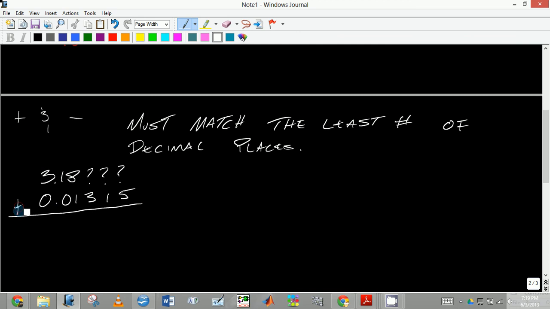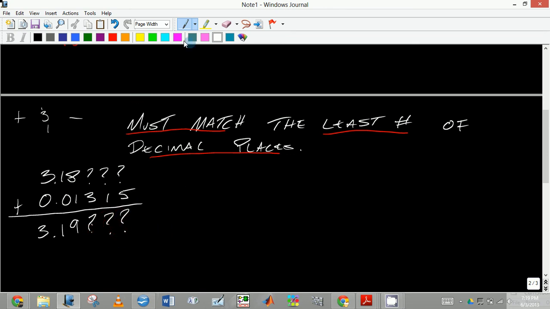It's addition. Okay, so again here we must match the least number of decimal places in our answer. We work this out here. We get 3.19. And notice in this scenario, we can't add to a question mark, and so these places become question marks.